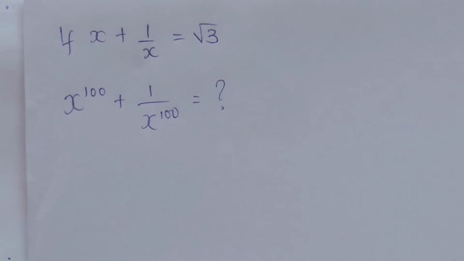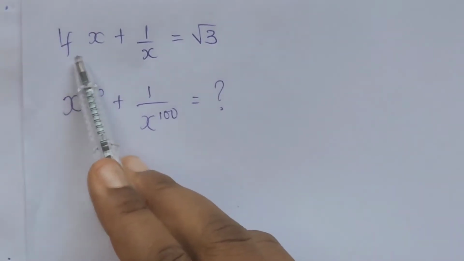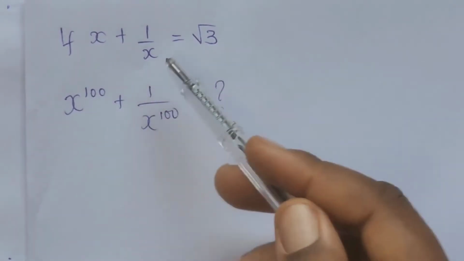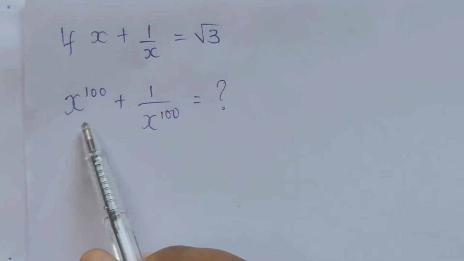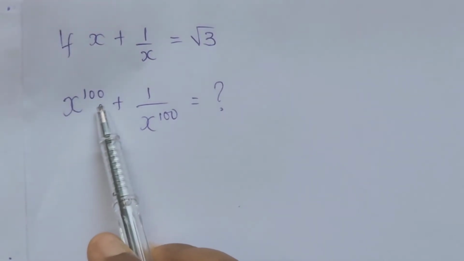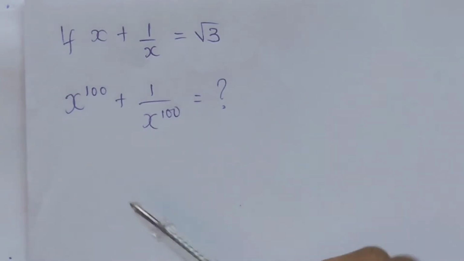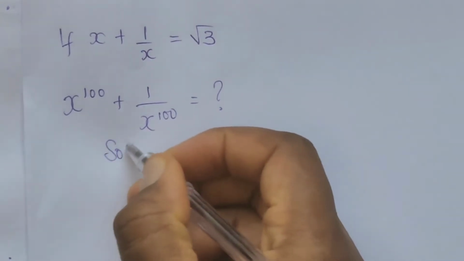So today we have a very interesting math problem to resolve. We have that if x plus 1 over x is equal to root 3, then we want to find the value for x to the power of 100 plus 1 over x to the power of 100. So let's begin. We have solution.